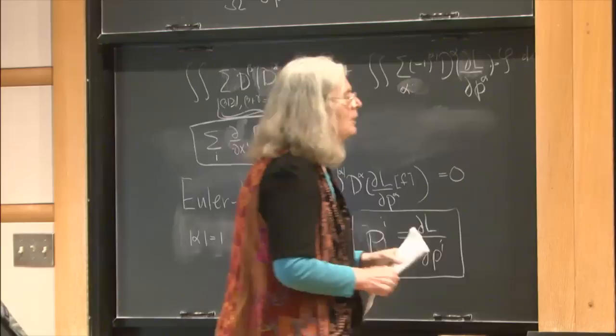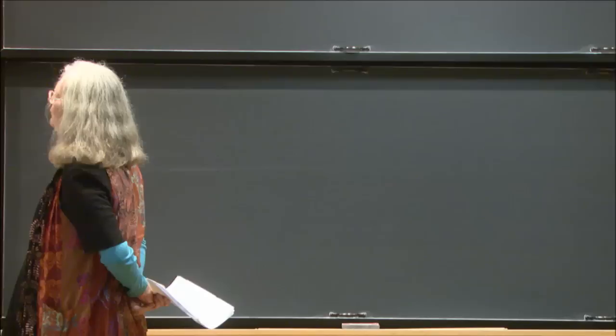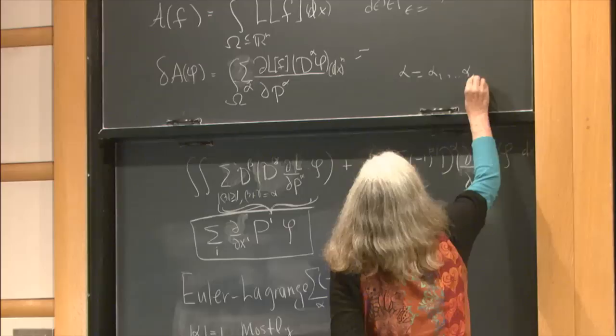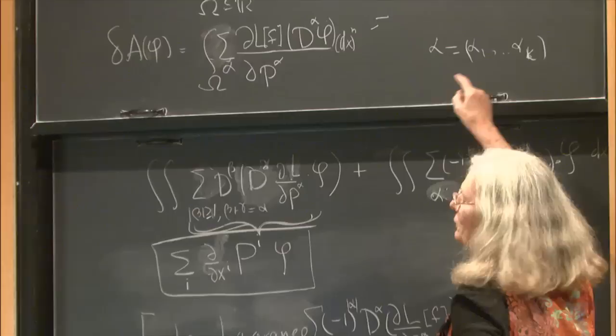So the first thing I wrote down is the basic kind of calculations in the calculus of variations, which is roughly the way she writes it down, okay? Except that I've skipped indices and everything, and she doesn't use the standard capital D for many derivatives here, with the alpha here, I should say, indexed by alpha 1 through alpha k, where k is the order. And the absolute value is the sum of those, and it means you differentiate alpha 1 times in x1, alpha 2 times in x2, and alpha k times in xk.